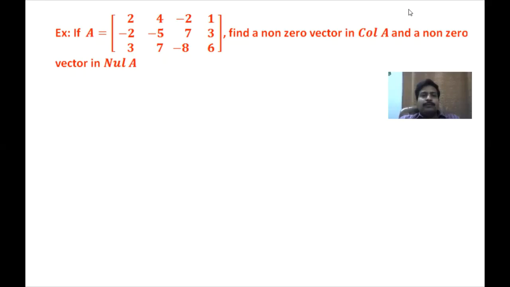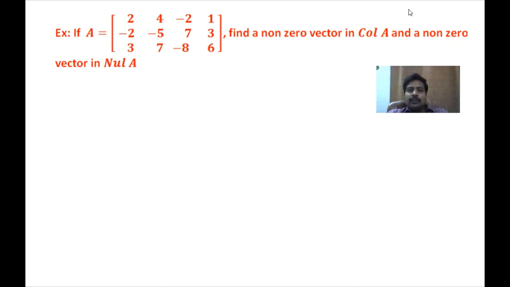Another problem. If A is 2, 4, minus 2, 1, minus 2, minus 5, 7, 3, 3, 7, minus 8, 6. Find a non-zero vector in column space A and a non-zero vector in null space. So we have seen in the previous problem, to find a non-zero vector in column space A is very simple.